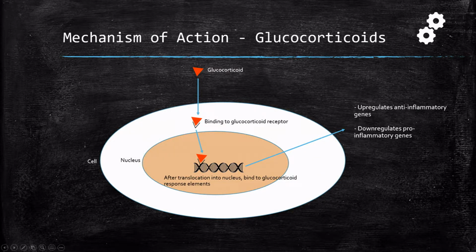Here's the diagram. We have the glucocorticoid at the top here, for example cortisol, prednisolone or dexamethasone, which moves into the cells, into the cytoplasm. The cytosolic glucocorticoid receptor is where it binds, translocates into the nucleus, and then binds to glucocorticoid response elements, leading to upregulation of anti-inflammatory and downregulation of pro-inflammatory genes, giving an anti-inflammatory effect overall.